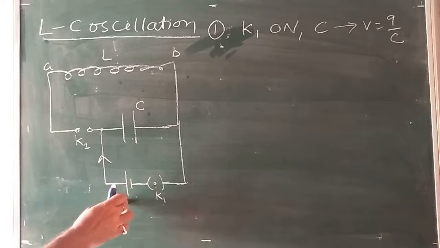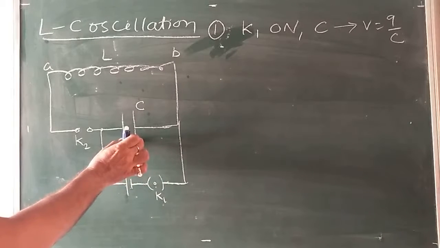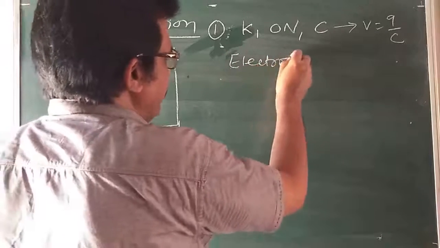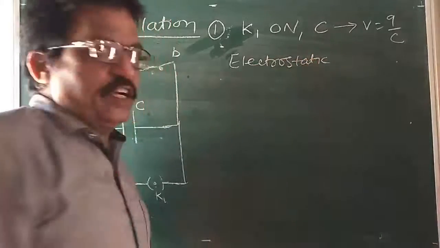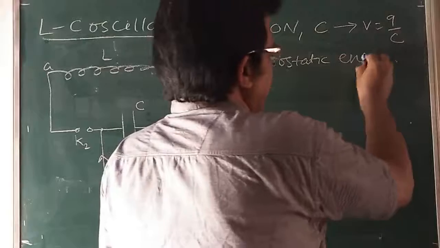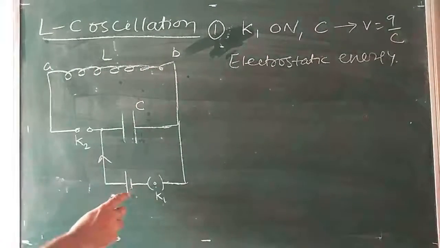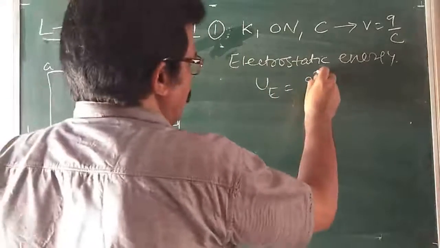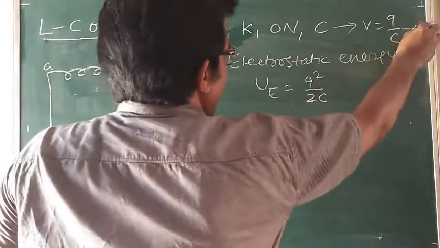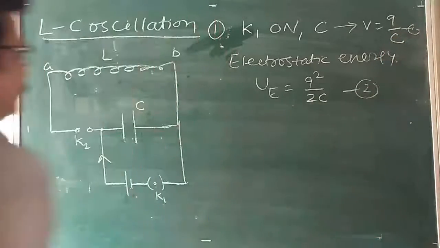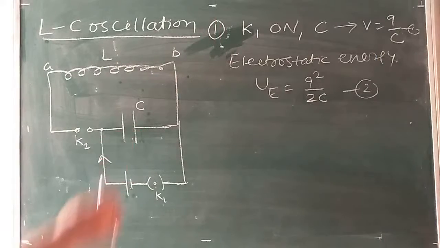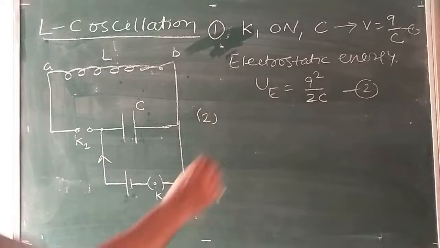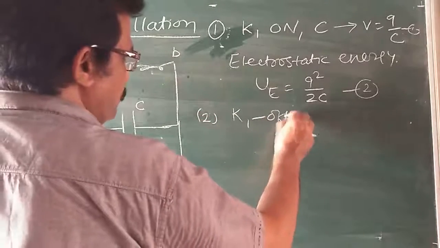Some energy from the cell is stored in the dielectric medium between the plates of the capacitor in the form of electrostatic energy. It is clear it is due to this cell. And that energy, we know the formula of energy, is Q square by 2C. Say this is our equation number 1, this is our equation number 2. This capacitor is charged.